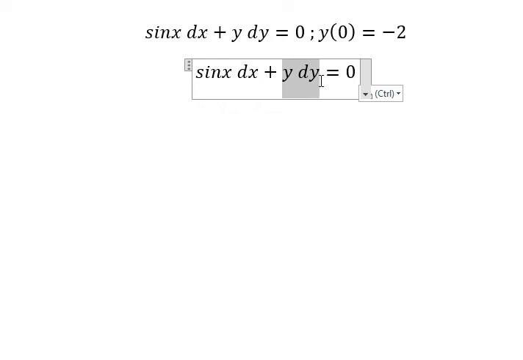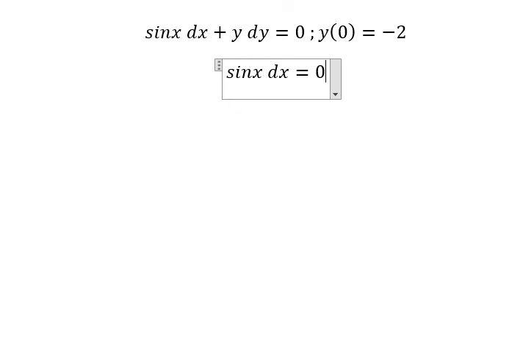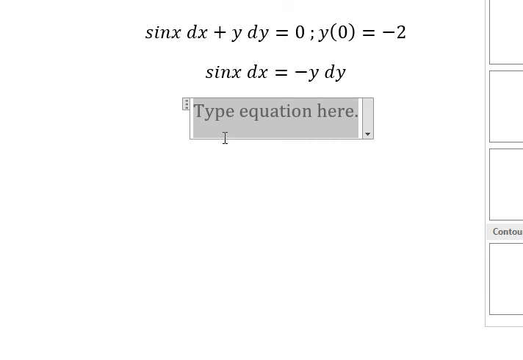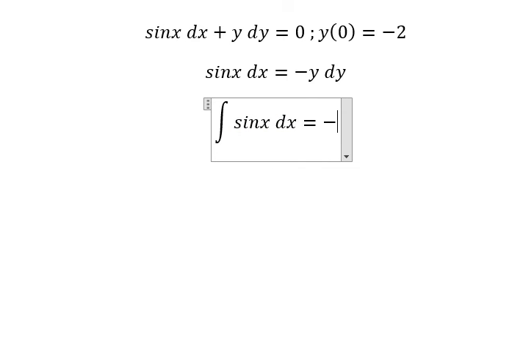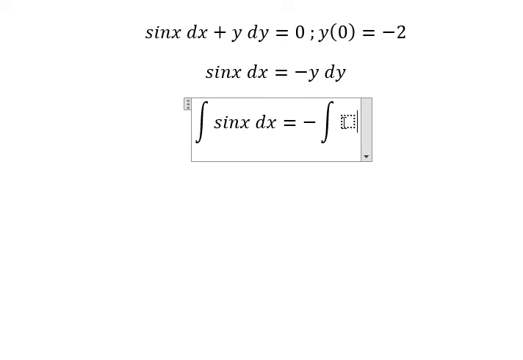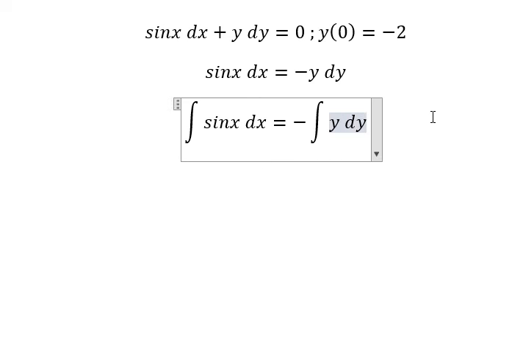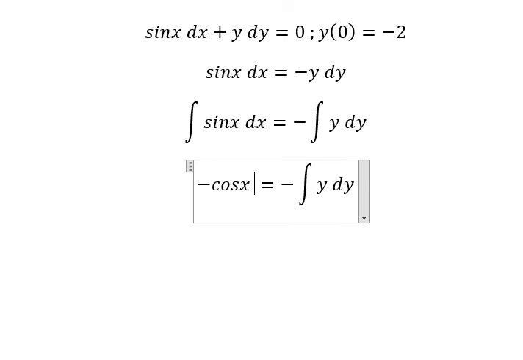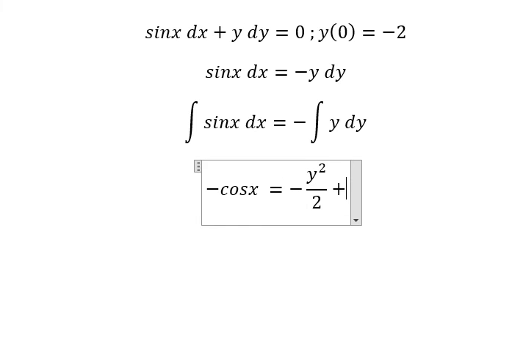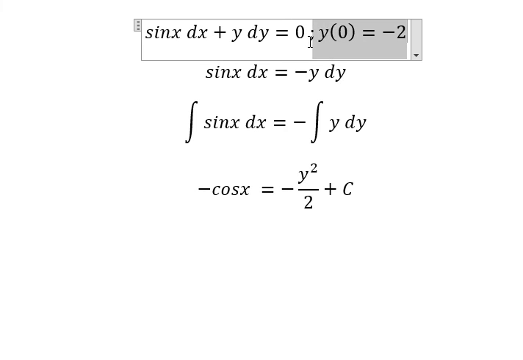I will put this one go to the right. Next, we need to put the integration for both sides. Next, the integration of sine x, we have negative cosine x. This one we have y squared over 2, and I will put plus c.